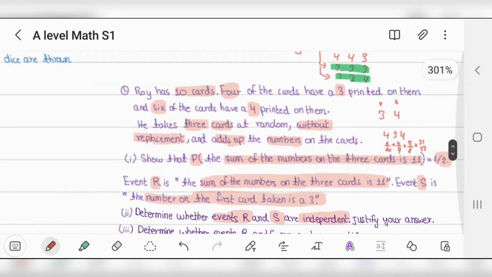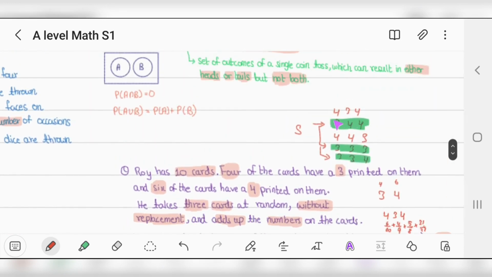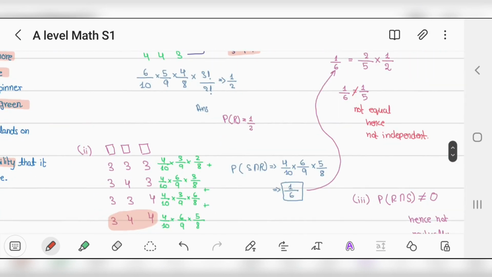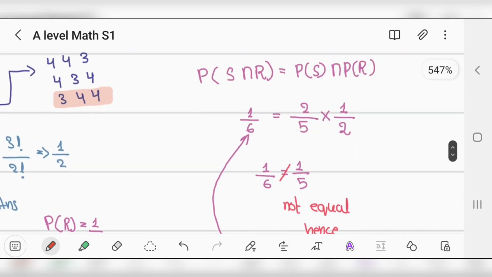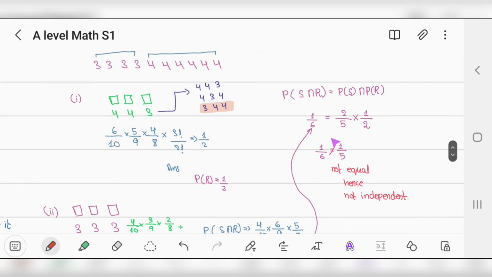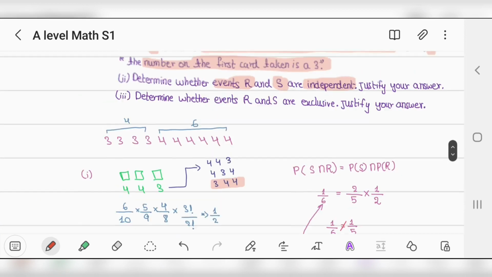The common between these two is 344 only, because in event S the first digit is 3, and in event R 3 plus 4 plus 4 is equal to 11. So we take the probability of this: 4 upon 10 multiplied by 6 upon 9 multiplied by 5 upon 8, and you get the probability. If they are equal, then we can say they are independent, but since they are not equal, they are not independent. This is 1 upon 6 and this is 1 upon 5, not equal, hence not independent.